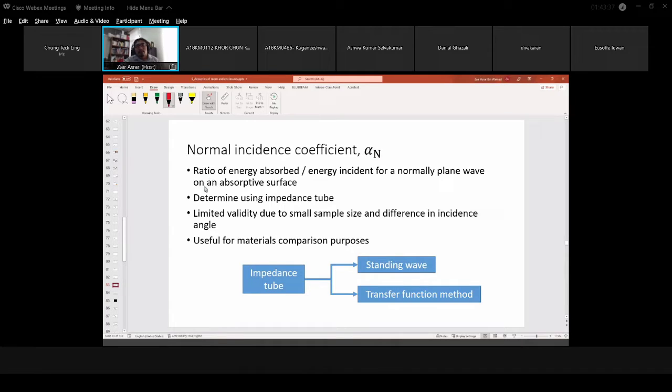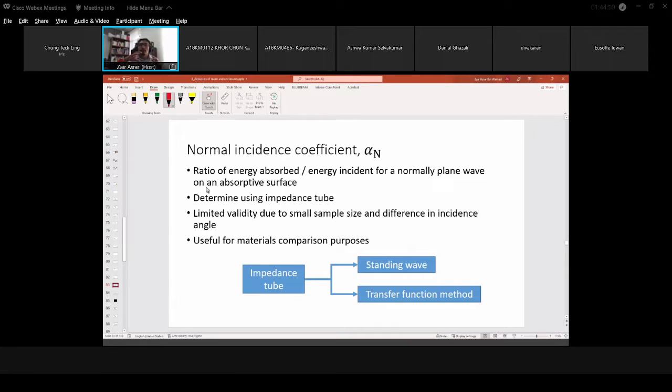If we use an impedance tube, we can calculate the absorption coefficient based on sound that is directed 90 degrees towards the surface of that particular material. So what is an impedance tube? An impedance tube is basically a tube whereby you have a speaker at one end generating sound, and the sound will travel within this tube. What's the purpose of this tube? We want to ensure that the sound is along the same line.